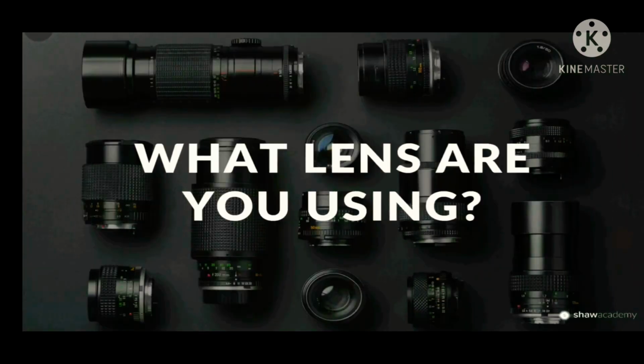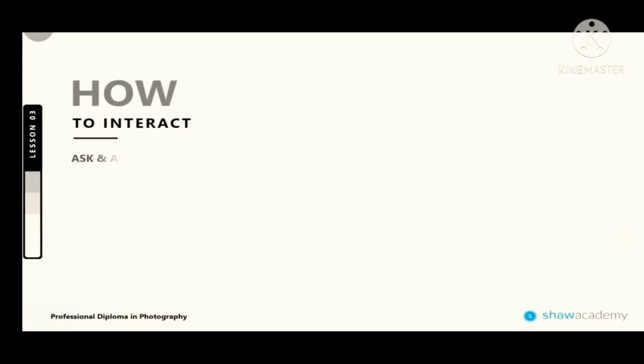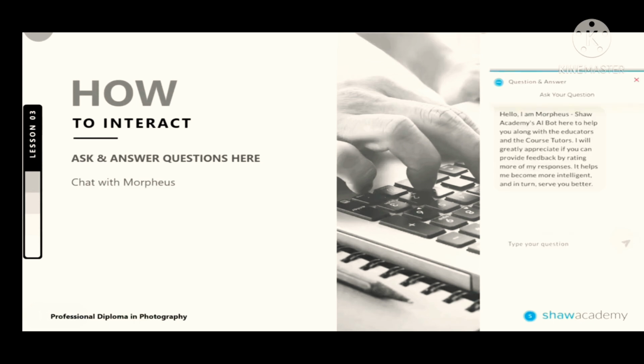Now, with that in mind, I want you to let us know, what lens are you using? What lens are you currently using to take photographs with? Are you using the kit lens? Are you using your mobile phone lens? Or perhaps there's a particular lens that you have a fondness for? Let us know what lens you are using. And remember, you can chat to Morpheus. Simply type in your answers there. If you have any questions at all throughout the course or throughout this lesson, simply type them into Morpheus there as well. Do remember to rate those responses so we can best answer them for you.